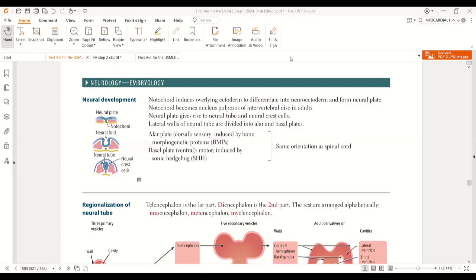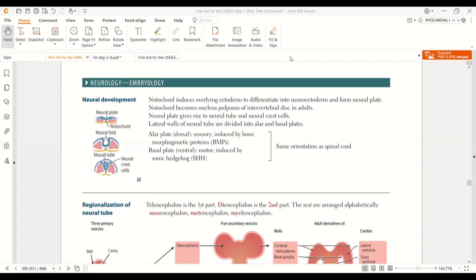Today we will discuss neurology, the embryology portion of neurology. That is again the most lengthy portion in the USMLE Step 1. So the embryology. The embryology begins with neurology.